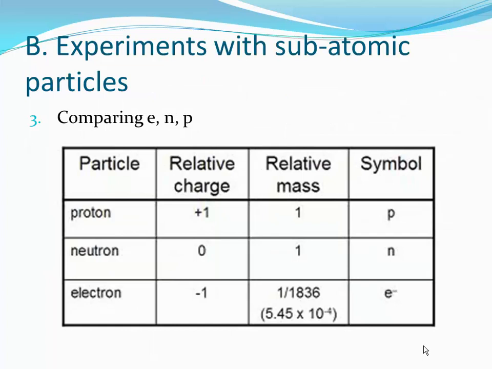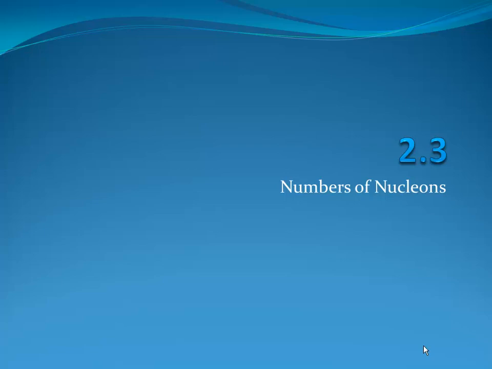And here's that data. We know protons are positive, neutrons are 0, and electrons are negative. Then look at the mass difference. The relative mass of protons and neutrons are the same, about 1, but the electron is 5.45 times 10 to the negative 4 AMUs. So you can see it weighs a lot less. The symbols are P, N, and e negative for electron.